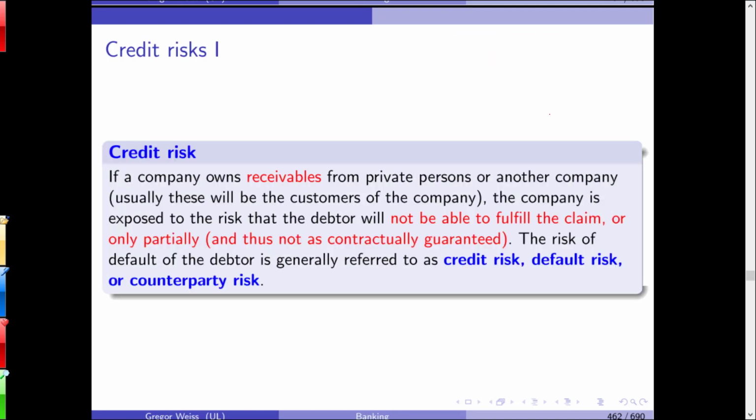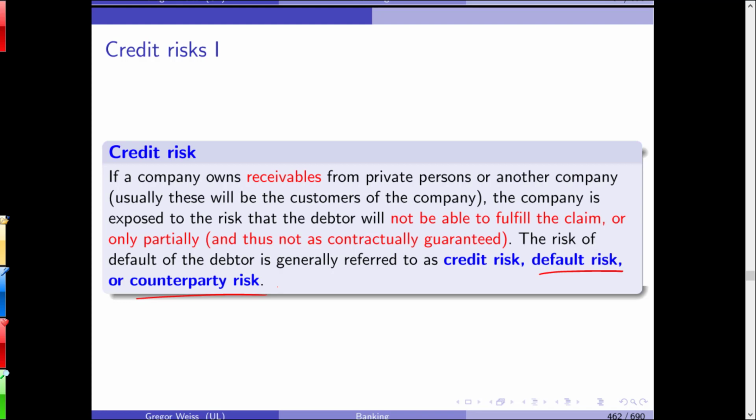Okay, and then we have credit risk. Credit risk is quite simple. If you have a loan outstanding, if you have given out money to someone, or if you are still expecting a payment from someone, you will have a credit risk. If he or she doesn't pay up, you might lose your investment, and this is credit risk. Sometimes it's called default risk, and in some instances it's also referred to as counterparty risk, but we'll see a little bit more about this later on.